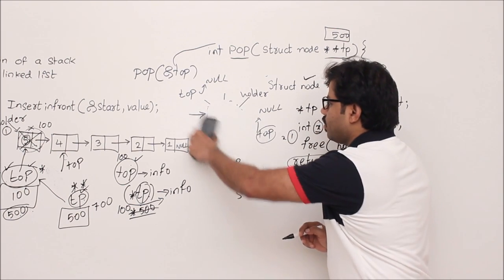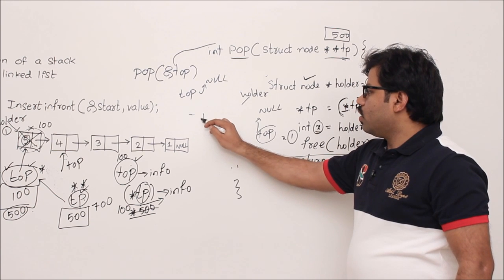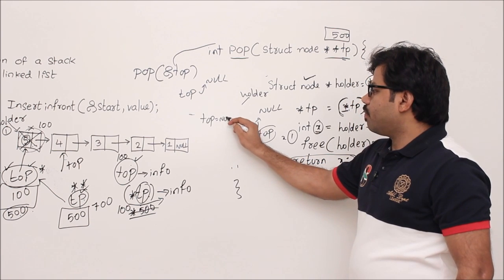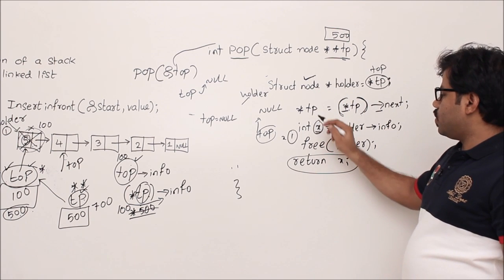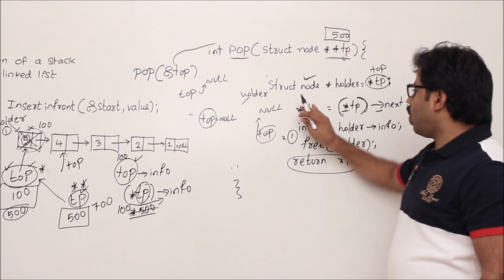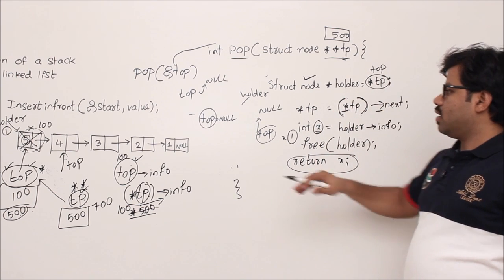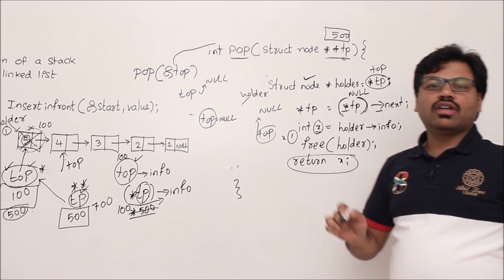So when there are 0 nodes, then your top is null, remember. Then holder is going to be *tp, which is null. Then here you see *tp, that is nothing but we are accessing top, right? top equal to top->next. Top is what? Null. Null->next is what?